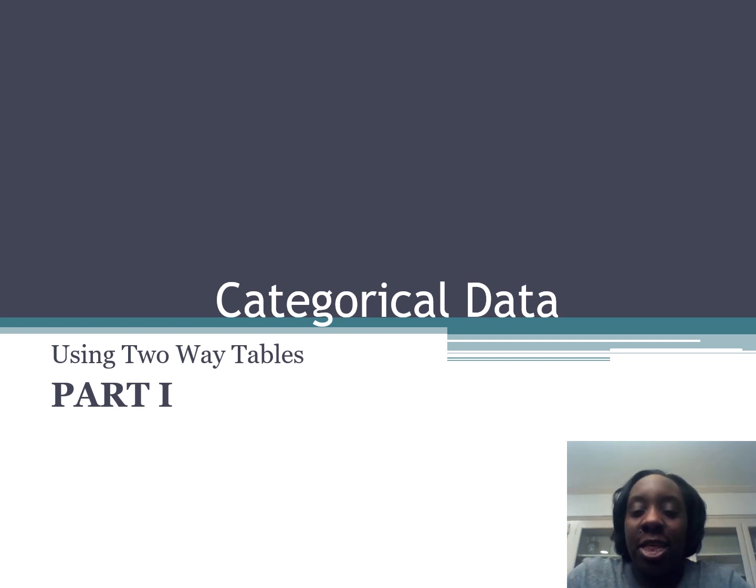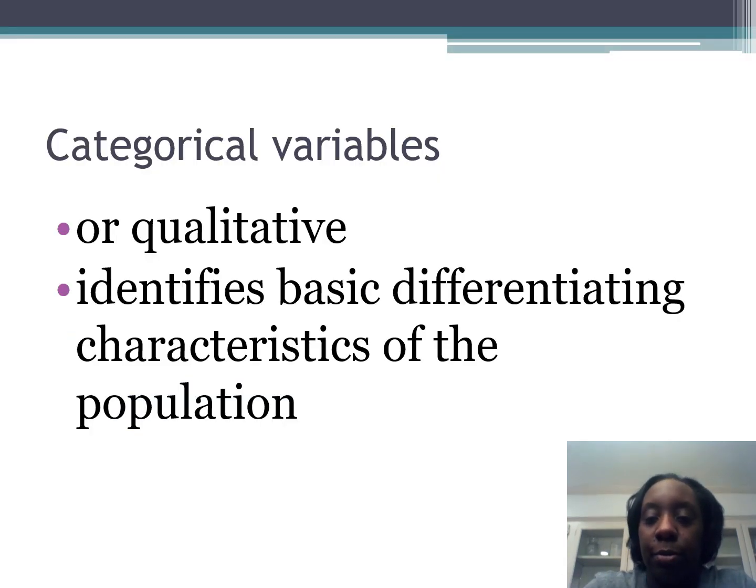Hello, AP Statistics students. It's Miss Taylor again, and I am going to present your first home learning PowerPoint, and it has to do with categorical data and using two-way tables to find probability. I'm going to try to keep this under 10 minutes. Let's see if I can do it.